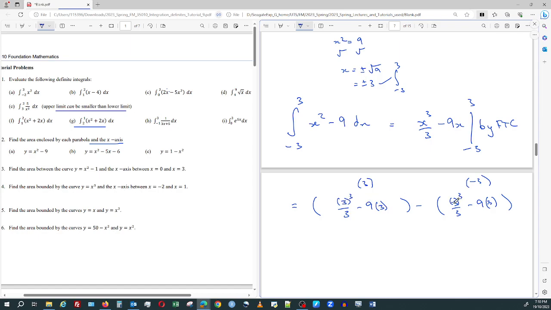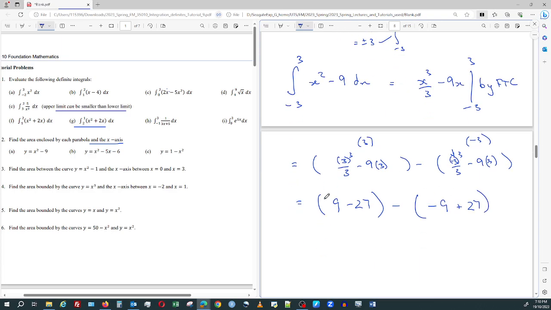Now notice this is an odd, so that's going to stay. So we'll end up with 3 3s are 9, 3 9s are 27. 27 on 3 is 9, minus 27. Now, this will be minus 3 3s are 9, 3 9s are 27. 27 on 3 is 9. And this is minus times a minus, which is a plus. So we'll get plus 27. So a bit unexpected in terms of values, but nevertheless, we're happy with that.